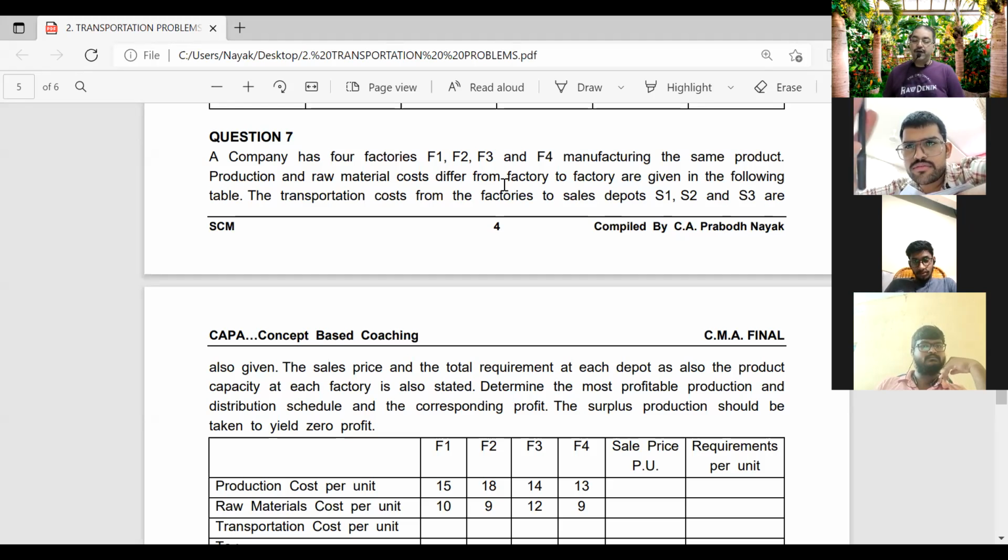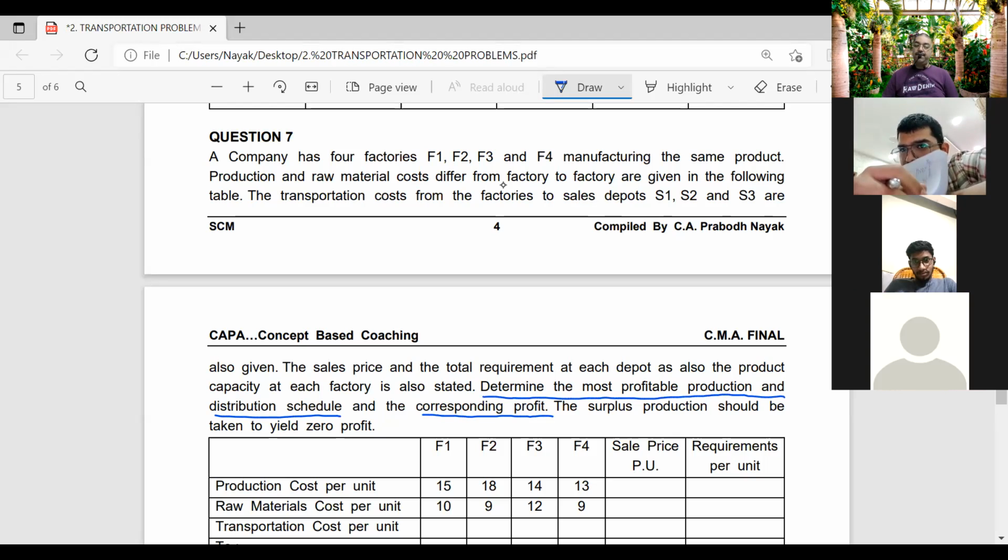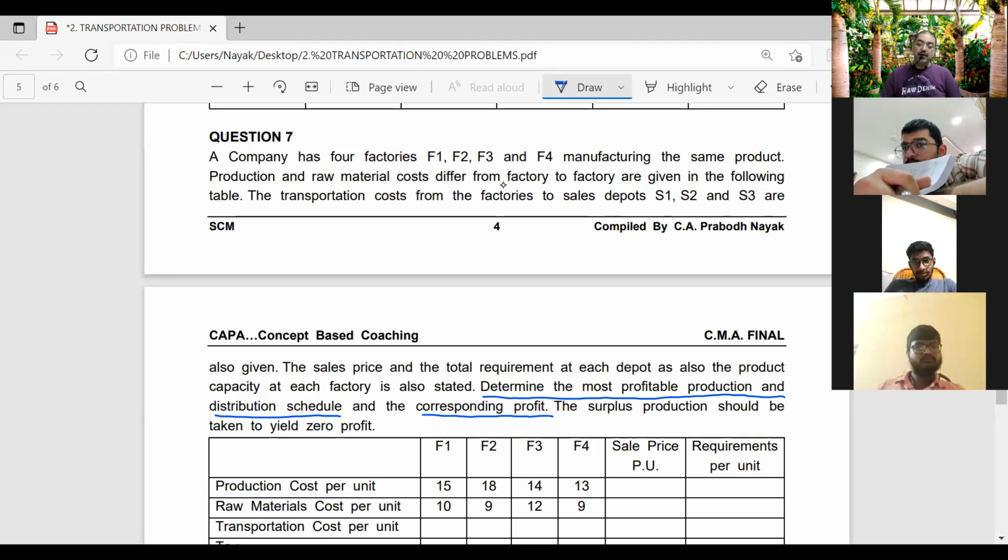Determine, if you see what the question is here: determine the most profitable production and distribution schedule and the corresponding profit. The surplus production should be taken to yield zero profit.